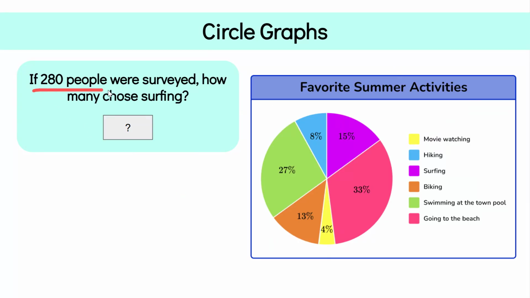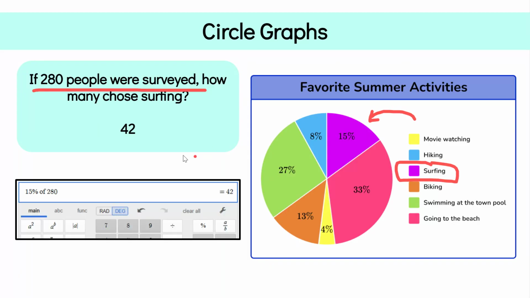Okay, if 280 people were surveyed, how many chose surfing? We're going back to surfing. Surfing, remember, is that 15%. So we're going to type into Desmos 15% of 280. And we get 42. So 42 people chose surfing out of 280. Not 15, but 42. Okay, use Desmos.